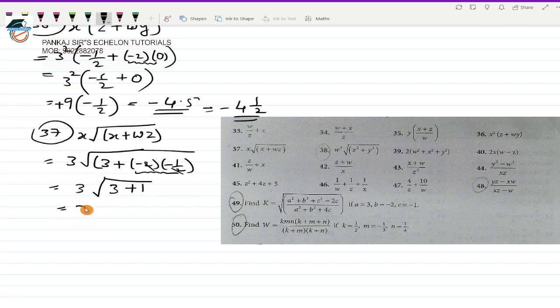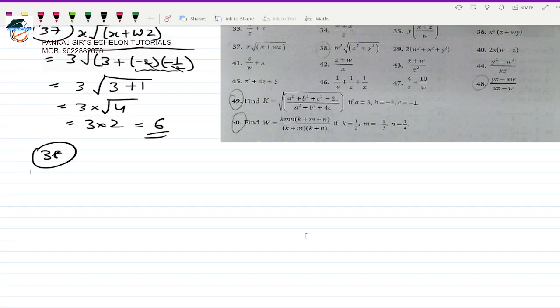So this is 3 times the square root of 3 plus 1, which is 4. The square root of 4 is 2, so 3 into 2 is 6. So the answer for the 37th will be 6. Okay, 38. The 38th question is this: w square into the square root of z square plus y square.